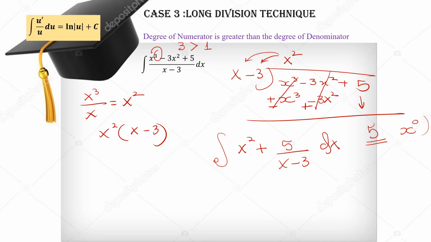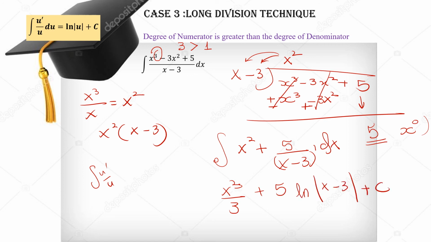Take the entire integral, so x squared, by using the power rule you will get x cube over 3. Here up over down, the denominator has one power. You will use the rule u prime over u. So 5 is extra, so you will write the 5 as it is, and logarithm of x minus 3, plus c.